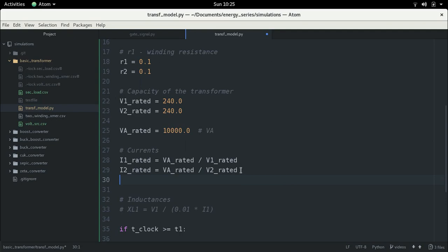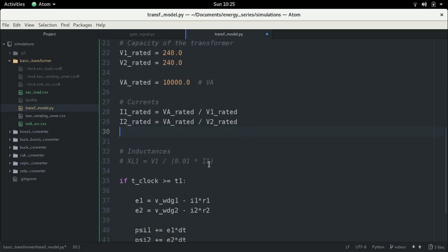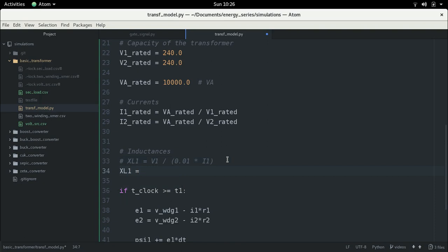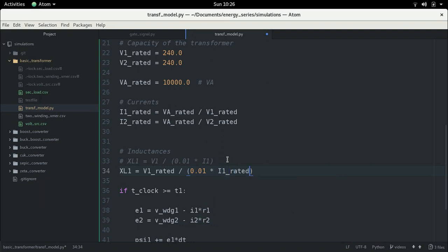Now, this is very convenient. Now that we have these two, the question is, can we use it here? Of course we can. Now all we have to do is plug in these values. So that's what we're going to do. So if I say XL1 is equal to V1 rated divided by I1 rated, this is the inductance or the reactance of this first winding, right?